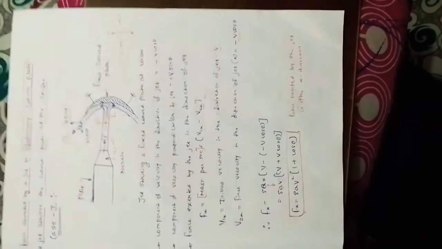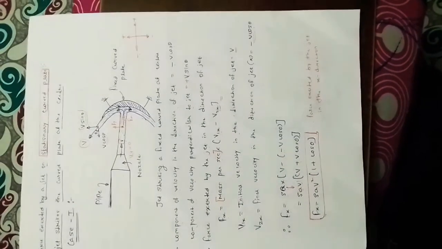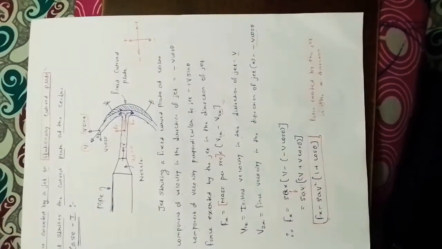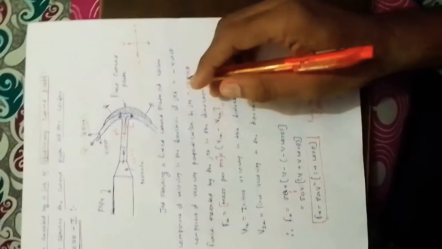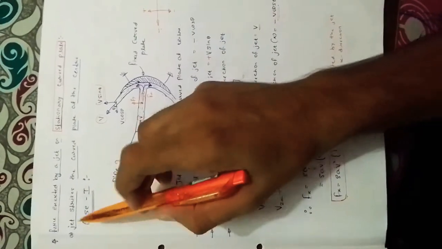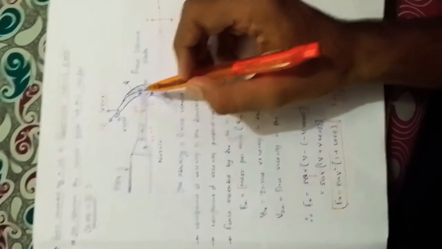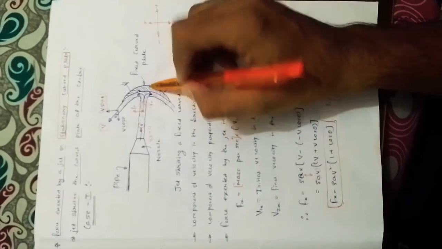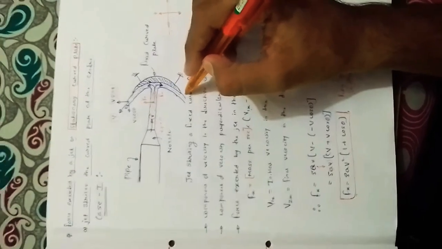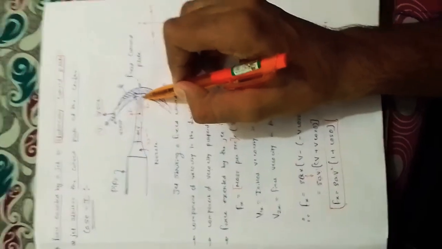Good morning, students. In the previous lecture, we started the force exerted by a jet on the stationary curved plate. As I said, there are different cases. The first case we derived is where the jet strikes the curved plate at the center, when there is a symmetrical plate and the jet is striking at the center, correct? And we have derived the two equations.